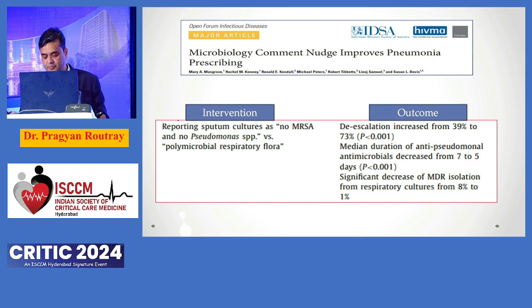And this is another study. We always send ET culture and sputum culture, and most often it comes as a colonizer or polymicrobial respiratory flora. So what happened? They told the microbiologist, as an intervention, to write specifically that there is no MRSA, no Pseudomonas species. Earlier, reports were telling that patients had polymicrobial respiratory flora, it's a colonizer, and the report ended there.